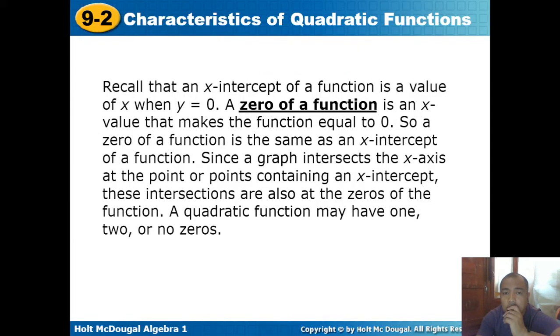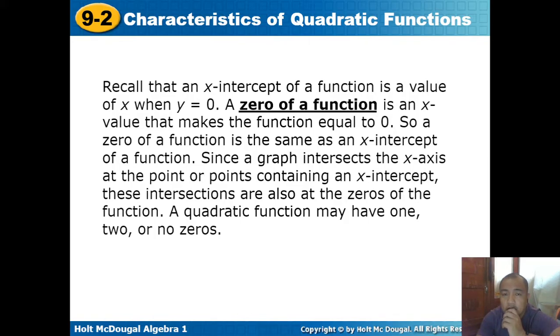Recall that an x-intercept of a function is a value of x when y equals 0. A zero of a function is an x value that makes the function equal to 0. So a zero of a function is the same as an x-intercept of a function. Since the graph intersects the x-axis at a point or points containing an x-intercept, these intersections are also the zeros of the function. A quadratic function may have 1, 2, or no zeros.